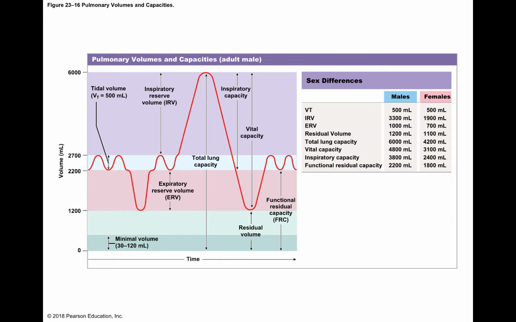And then you'll take those volumes and add a couple of them together to come up with what we call capacities. So capacities are just adding some of those volumes together, okay? So let's look at what those volumes are that you need to know. We have a volume when you're just normally breathing. If you put that spirometer in your mouth and you're normally breathing in and out, we measure the volume coming in and out. That volume is called the tidal volume. Normally it's about 500 milliliters of air, right?